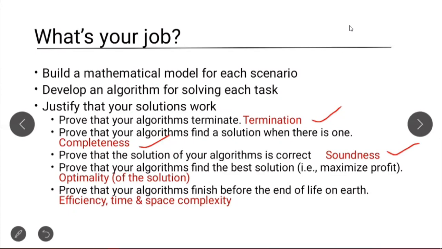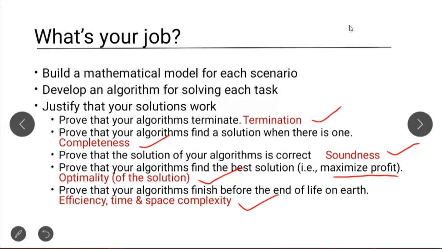Then the solution should be correct. Also, your algorithm should give maximum profit or maximum customers. So that is known as an optimal solution. Maximum or minimum, or give a solution which is beneficial for both the customer side and the business side. Apart from that, it should be efficient. Now, what do you mean by efficient? It should finish in a given amount of time. So that is efficiency. These are the things you have to look at every time you design an algorithm.